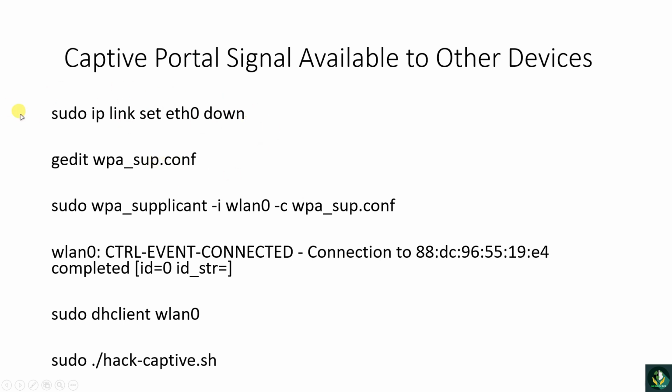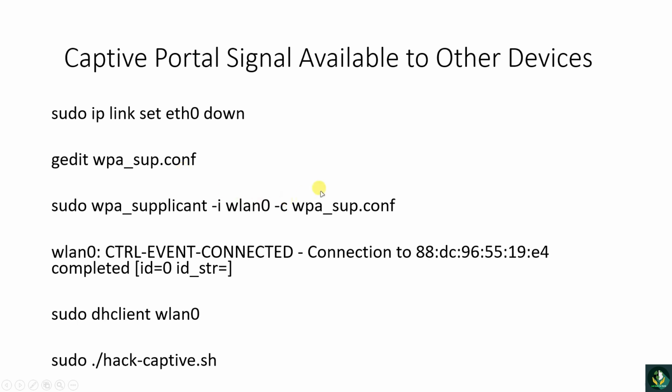I didn't explain this, so what you just typed will turn off your internet on your virtual machine. As you can see, this is the default virtual machine Ethernet wireless. Just type this in the terminal, and it will turn off your network connection on your virtual machine. After that, make sure to create a configuration file named wpa_supplicant.conf.